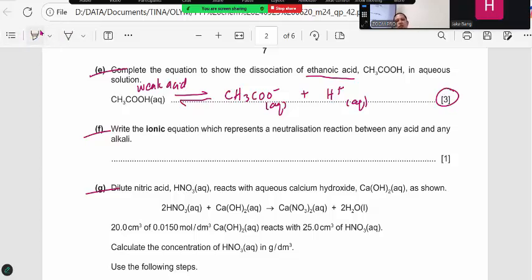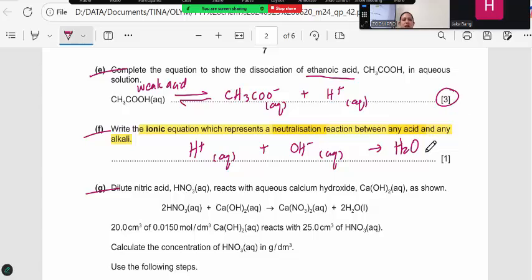Now, this is a very common question: neutralization between any acid and any alkali. If they ask you to write state symbols, you write like this. Because hydrogen ion is from acid, hydroxide is from alkali, you get water. But this question did not say state symbols, so no need. But if they write state symbols, it's usually a 3-mark question also: aqueous, aqueous, liquid.